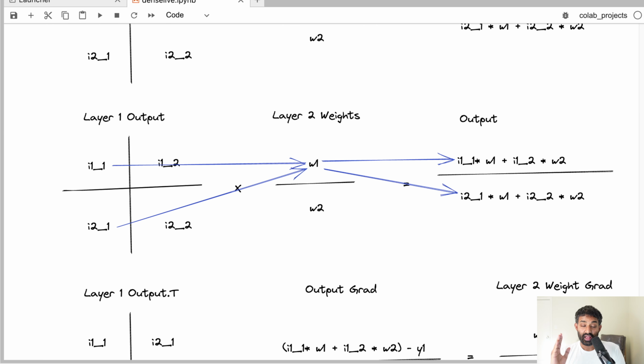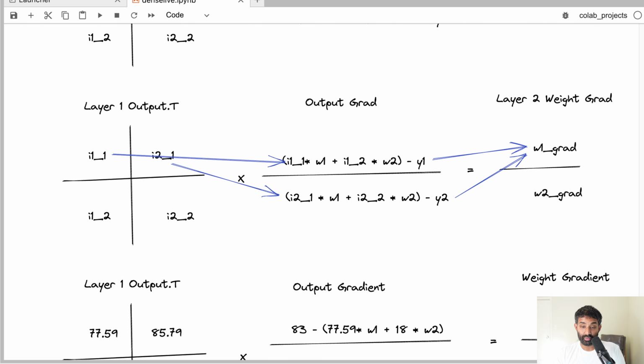We figure out every value in the layer 1 output from the forward pass that was multiplied by a weight, and then we figure out which output it's part of, and then we reverse that operation by multiplying the layer 1 outputs by the output gradient. And this tells us how much we need to adjust each of our weights. It's equivalent to taking the partial derivative of loss with respect to the layer 2 weights.